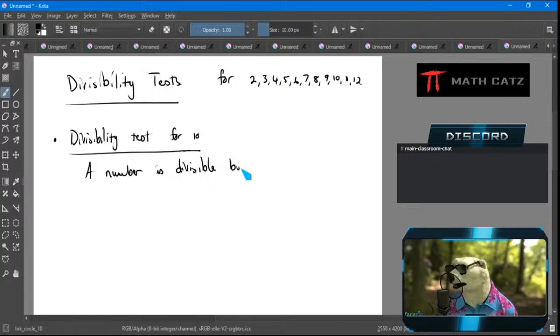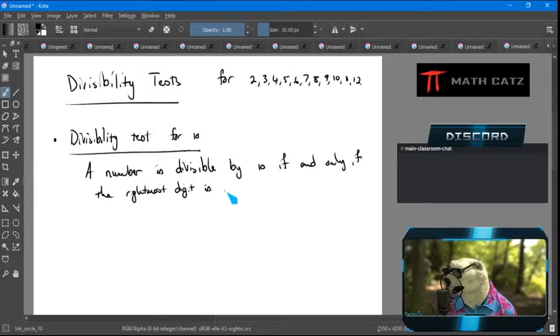A number is divisible by 10 if and only if the rightmost digit of the number is 0. Hopefully we all knew that one. That's how I see if it's a multiple of 10, if it ends in a 0. Now, I don't want to say the last digit because really it depends on which side you're looking at the number. I'll say the rightmost digit. For example, and again, we start at the very, very familiar case.